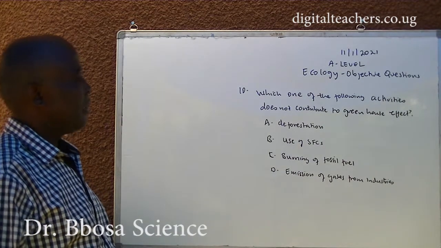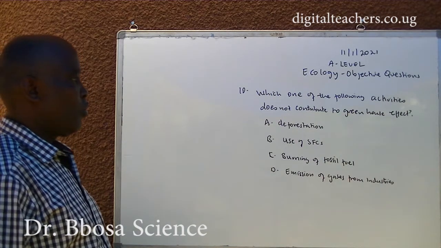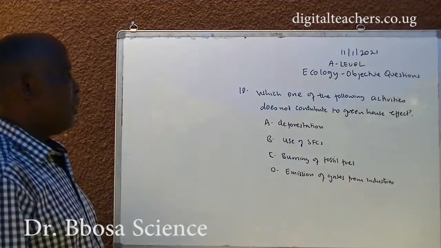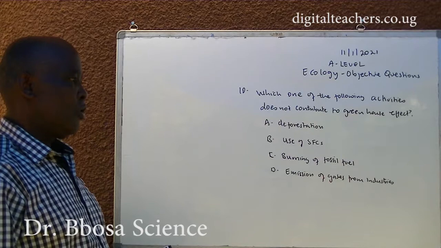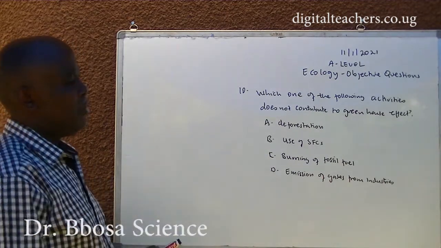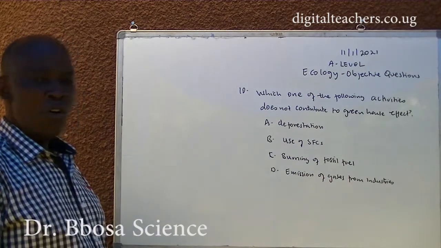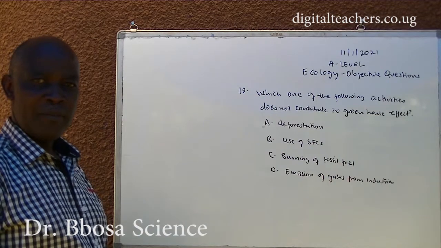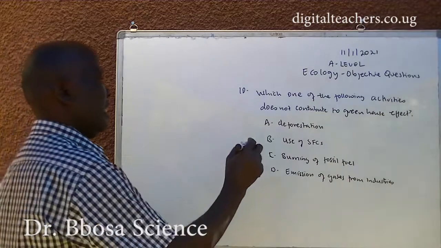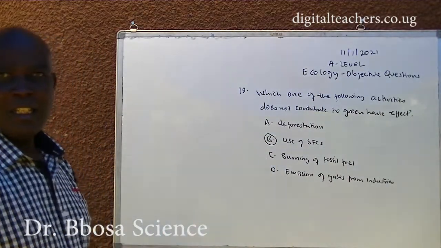Number 10. Which one of the following activities does not contribute to greenhouse effect? A. Deforestation, B. Use of CFCs, C. Burning of fossil fuel, D. Emission of gases from industries. You can pause and answer. The answer is B. CFCs don't contribute.